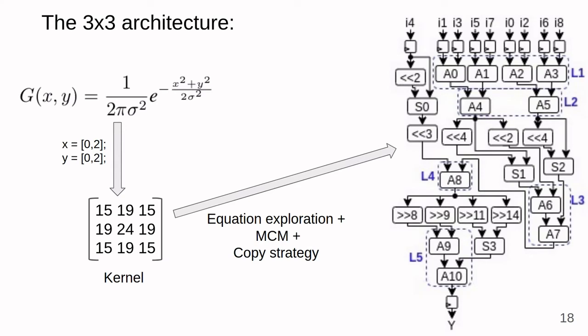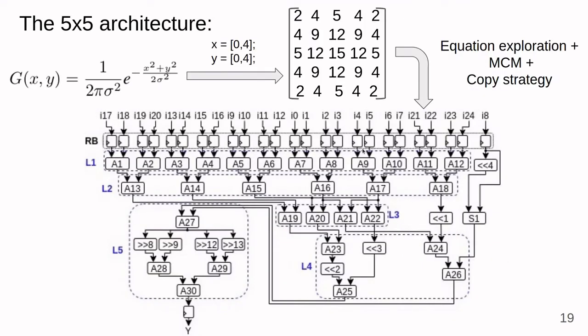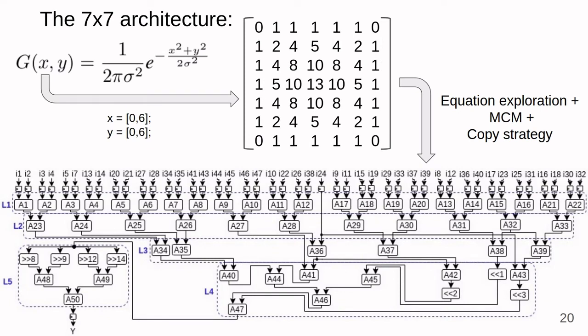To implement the hardware architecture, we combined the logical refactoring ideas and the copy strategy. The 3x3 kernel has the smallest number of components among the evaluated kernels. The 5x5 kernel has a more complex implementation than 3x3, and the last kernel evaluated is the 7x7, which has the most complex implementation and the largest number of components among the 3 kernels evaluated.